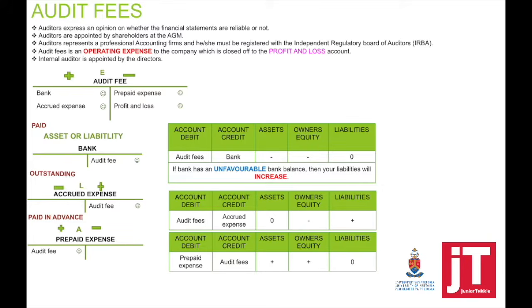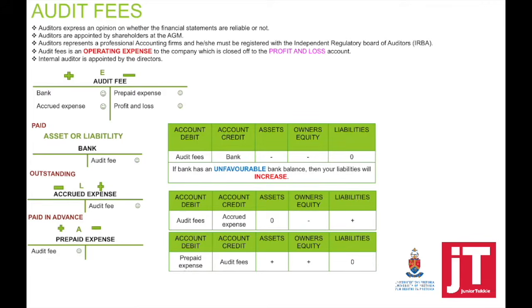So looking at the bookkeeping process, when audit fees are paid, your bank is credited and audit fees is debited. Effect on the accounting equation: assets minus, owner's equity minus. Always remember, if the bank has an unfavorable bank balance, an overdraft, and we made a payment, it means your liabilities will increase. If we have audit fees still outstanding for this accounting period, it means that we still need to account for that expense. It forms part of our expense for this financial year.